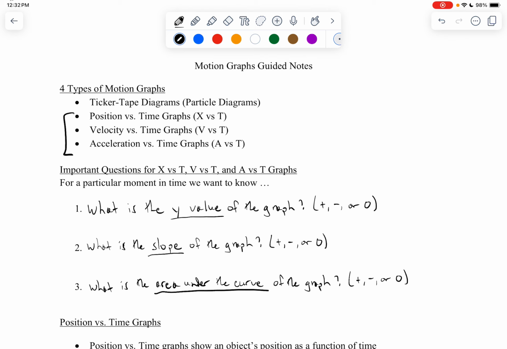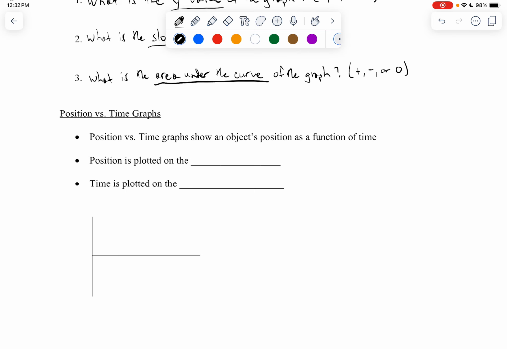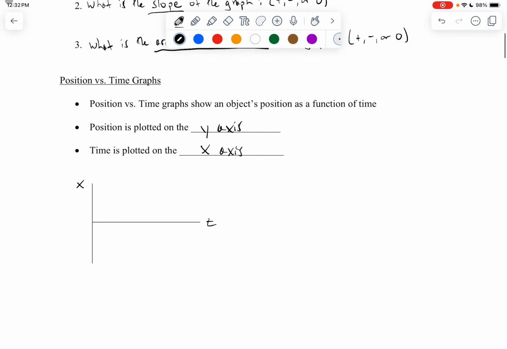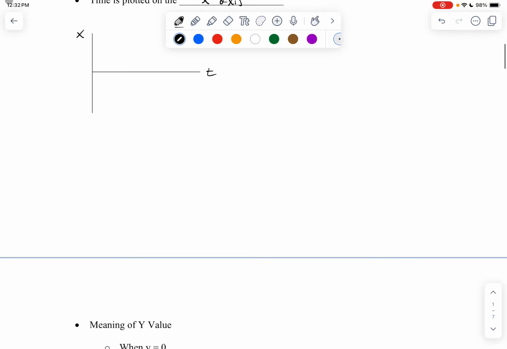So for our first type of graph, we have our position versus time graphs. Basically, positions can be plotted along our y-axis. Time for every single one of these graphs is going to go along our x-axis. So we have our x versus t graphs. When we're looking at these graphs, the first thing we want to think about is what our y value tells us.